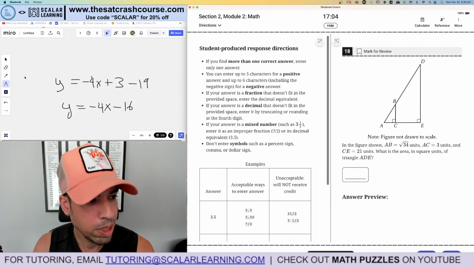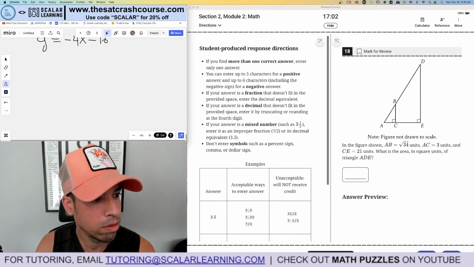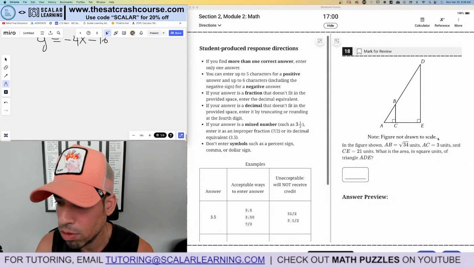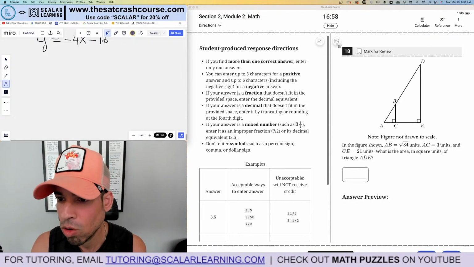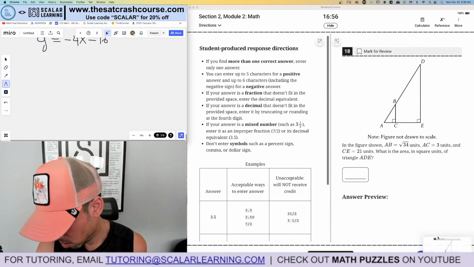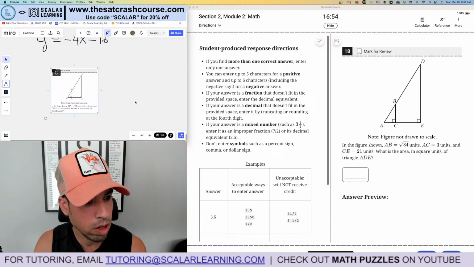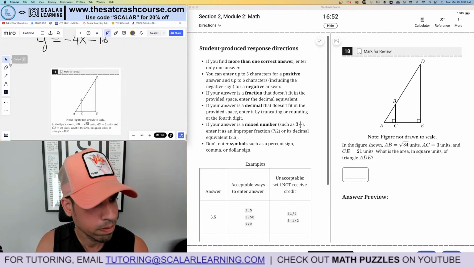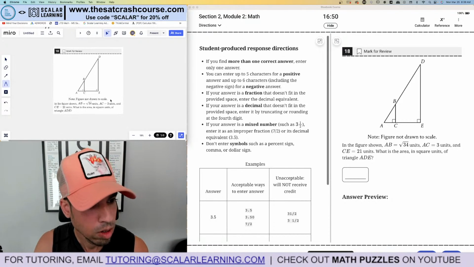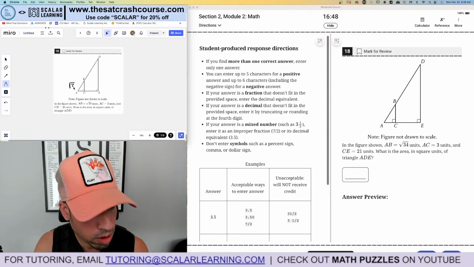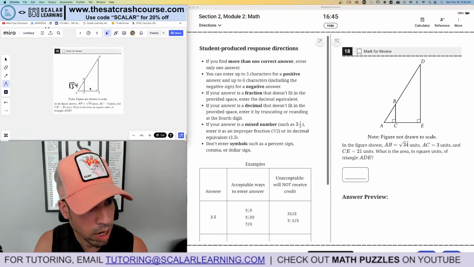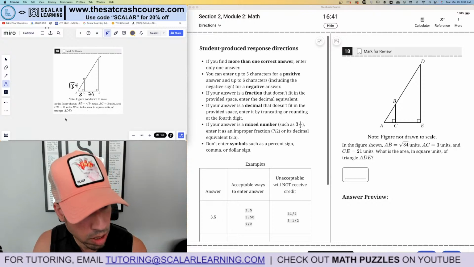18. In the figure shown, AB is root 34. Okay, hold on. Let me do this so we can draw on it. All right. AB is root 34. AC is 3. And CE is 21. What is the area of triangle ADE?